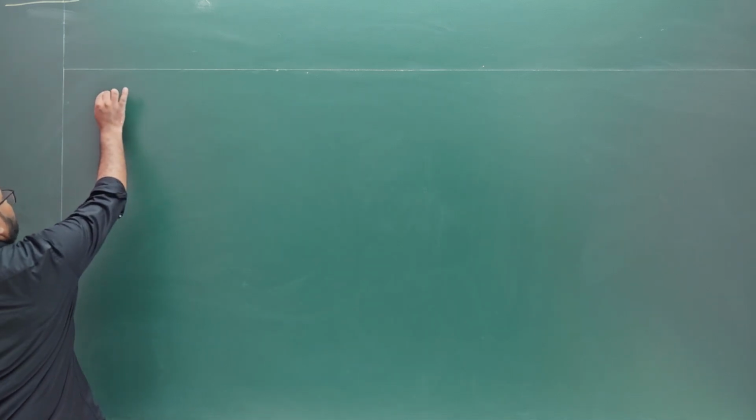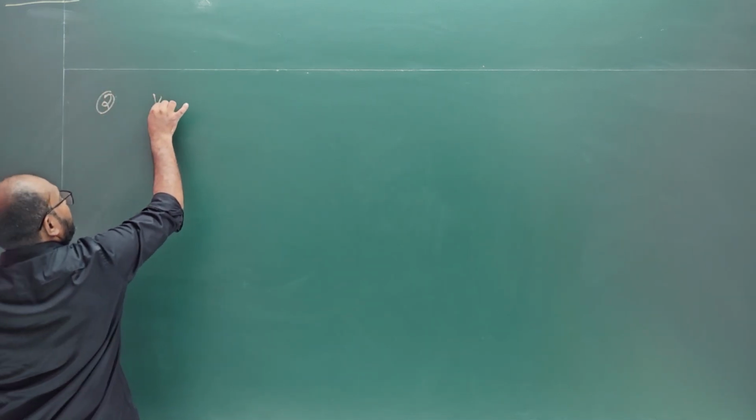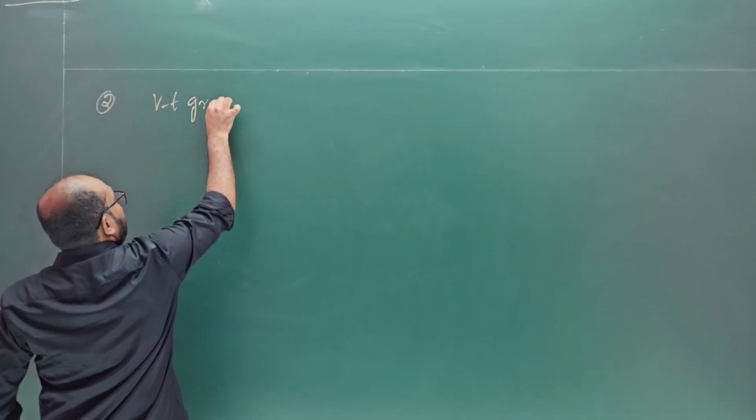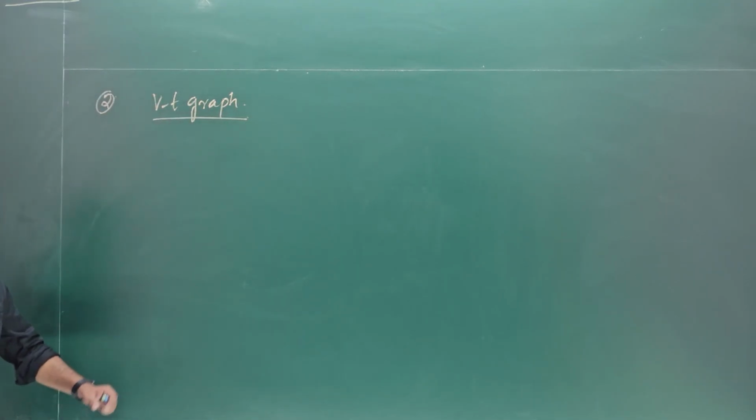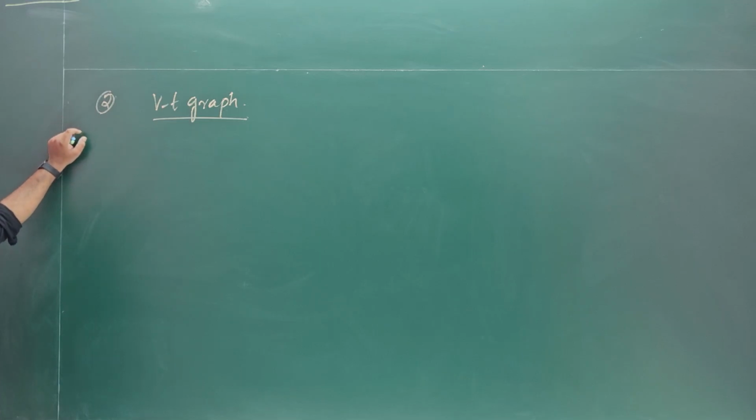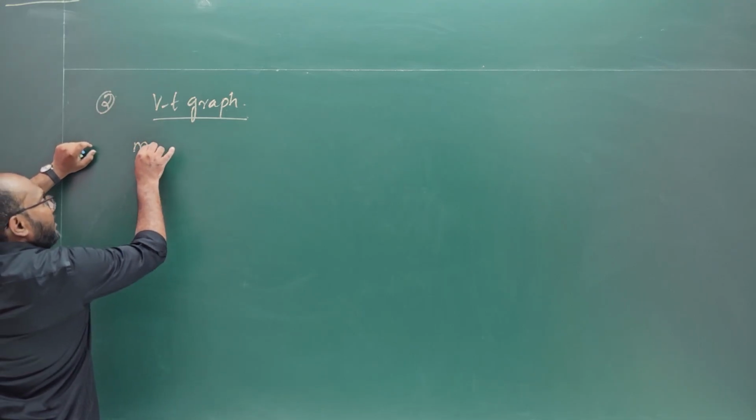Okay, shall I now? Second heading, v-t graph. Everyone stop writing and just listen to me now. Shall I? Okay. v-t graph. Generally, what does m provide?